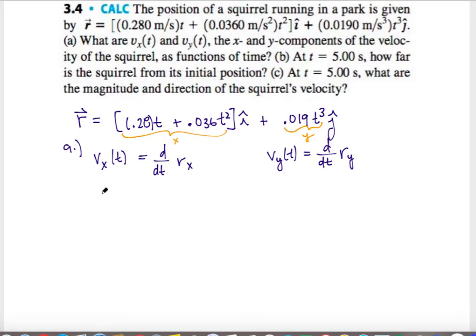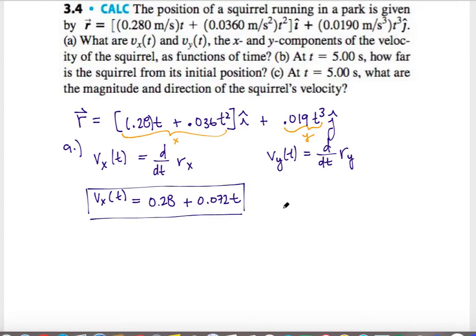So vx of t is just going to be the time derivative of this component. That's going to be 0.28 plus 0.072 times t. And this is my x velocity expression. For the y direction, I am just taking the time derivative of this term, which works out to be 0.057 times t squared.